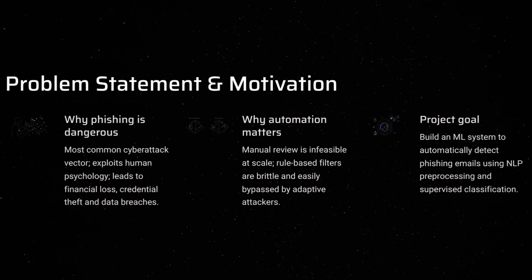The scale of the problem is enormous. Phishing is constantly ranked as the number one initial attack vector in data breaches worldwide. Billions of phishing emails are sent every single day. No human team can manually review that volume of emails. Automation is not optional, it is essential. This is exactly the problem our system addresses. We want a machine that can read an email, understand its content and structure, and make an instant, accurate decision. Is this phishing or is it legitimate?